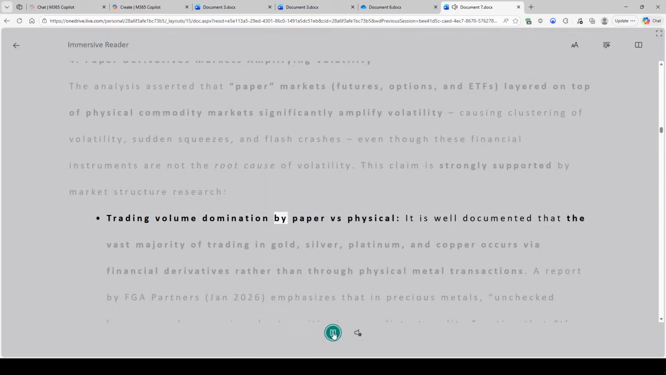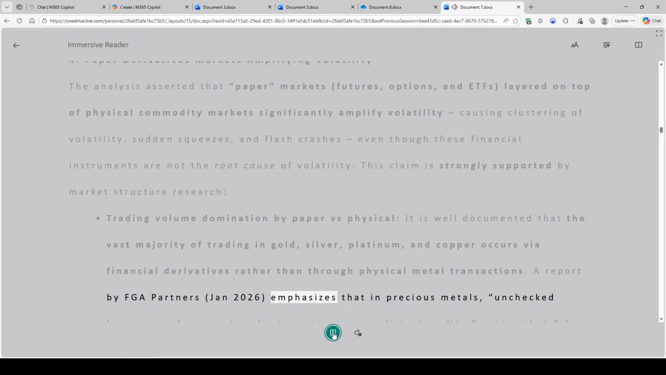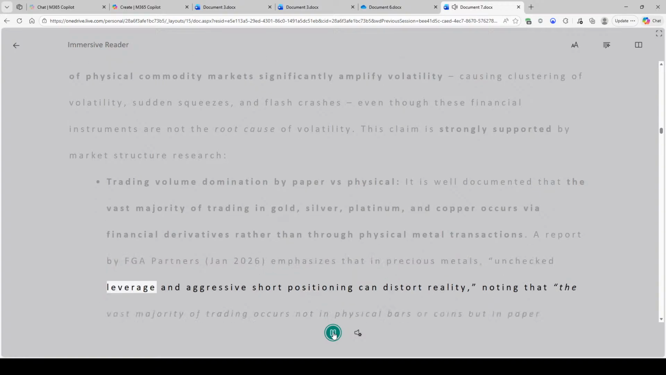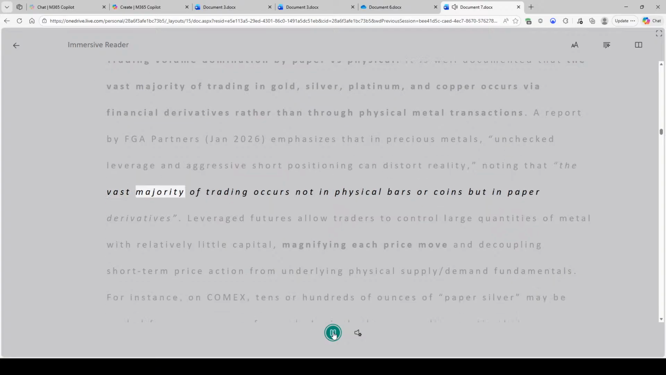Trading volume domination by paper versus physical. It is well documented that the vast majority of trading in gold, silver, platinum, and copper occurs via financial derivatives rather than through physical metal transactions. A report by FGA Partners, January 2026, emphasizes that in precious metals, unchecked leverage and aggressive short positioning can distort reality, noting that the vast majority of trading occurs not in physical bars or coins but in paper derivatives.